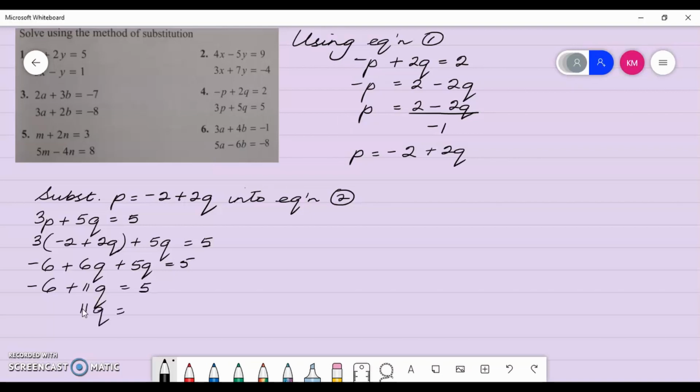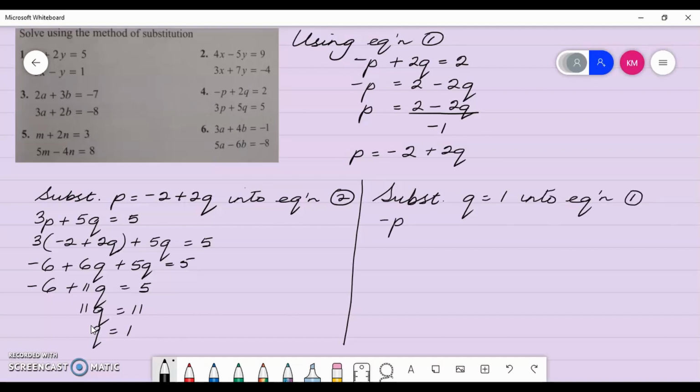11q is 5 plus 6, which is 11. My value of q there is 11 divided by 11, which is 1. So I have solved for one of the variables. I'm going to solve for the other variable now. And to do so, I simply substitute that answer I got, q being equal to 1, into any one of my equations. So I'm going to use equation 1.